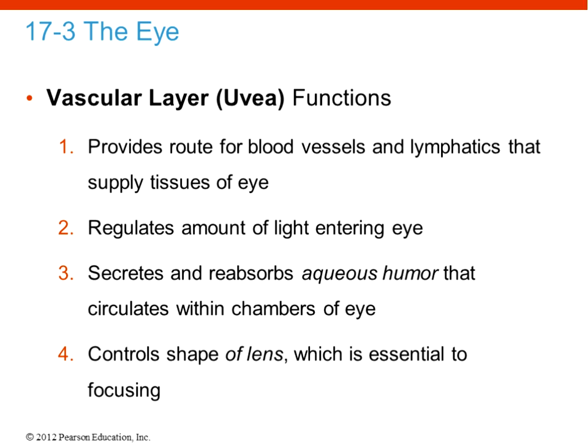The middle layer is the vascular layer, also known as the uvea, and this has several functions. Number 1, it's going to provide a route for blood vessels and lymphatics that support the eye. So the retina is directly attached to this portion called the choroid, and it allows for nutrients and oxygen to be delivered to the eye. So that's really a very important part of what this vascular layer does.